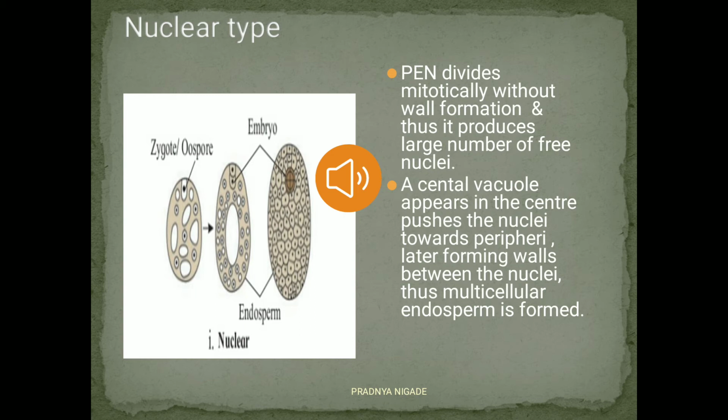So, you can very well see that the primary endosperm nucleus undergoes free nuclear division or karyokinesis. Karyokinesis: karyon means nuclear, kinesis means division. So nuclear division is there, but these nuclear divisions are not followed by cytokinesis. So karyokinesis takes place, but cytokinesis does not.